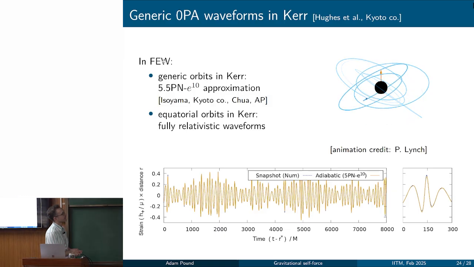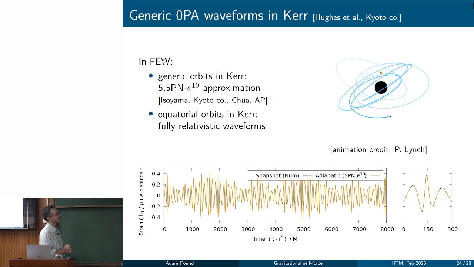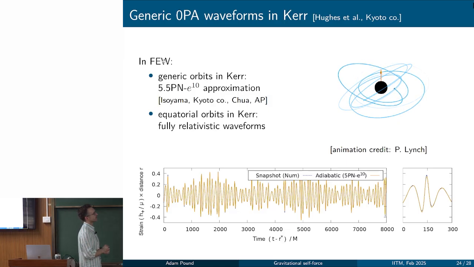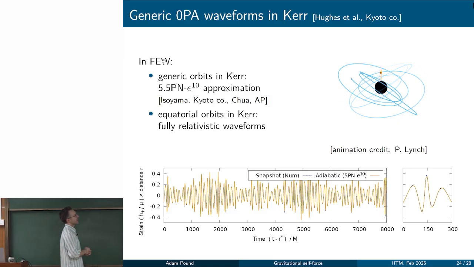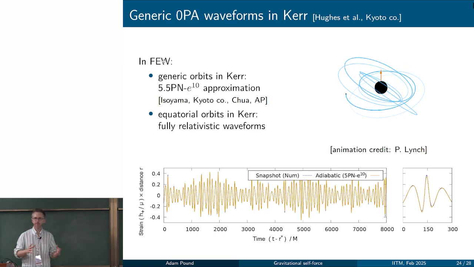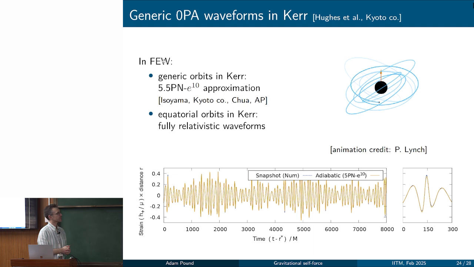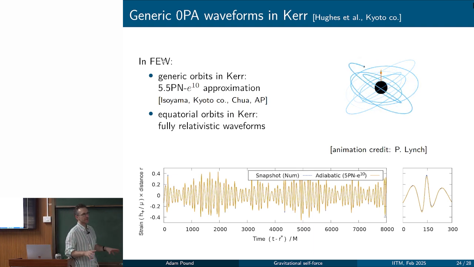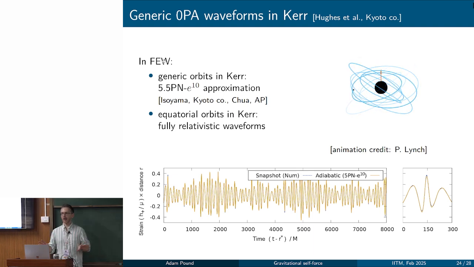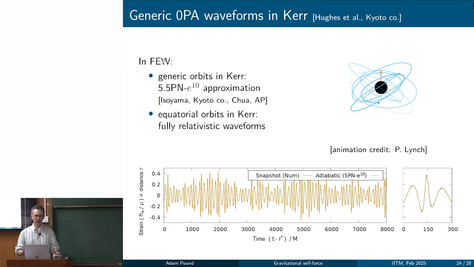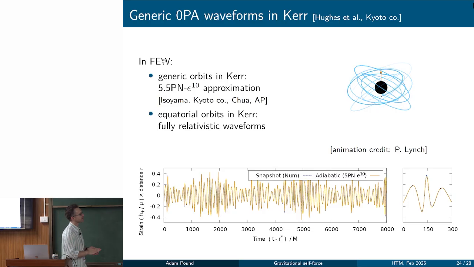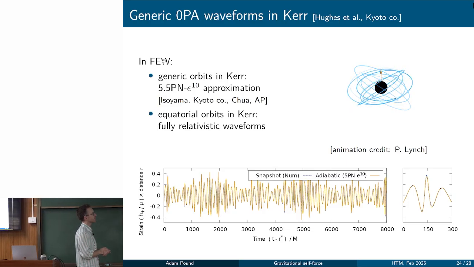Okay, so there's now a few different ways to calculate generic orbits in Kerr, or generic inspirals in Kerr. We have a fully numerical method. That has only been used to generate a few waveforms, but it should be that we'll have complete coverage of the parameter space and rapid waveform generation at 0PA order for generic orbits probably in the next couple of years, maybe even a year.